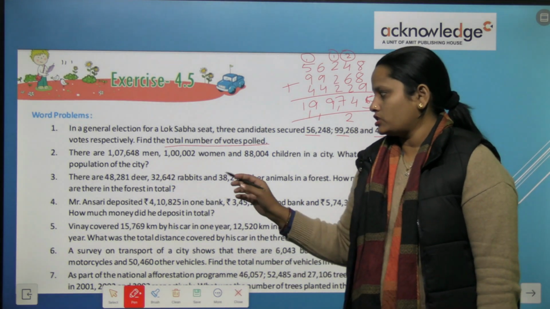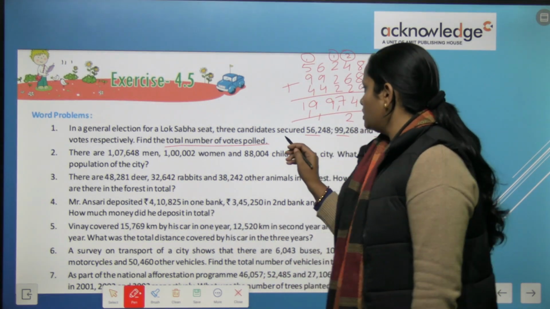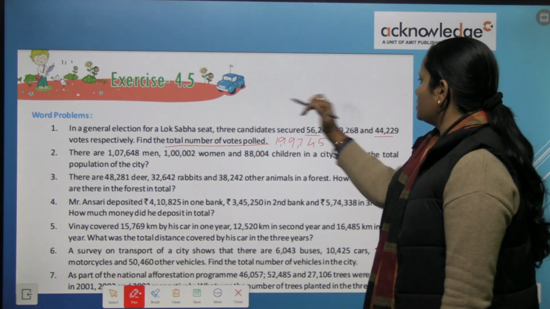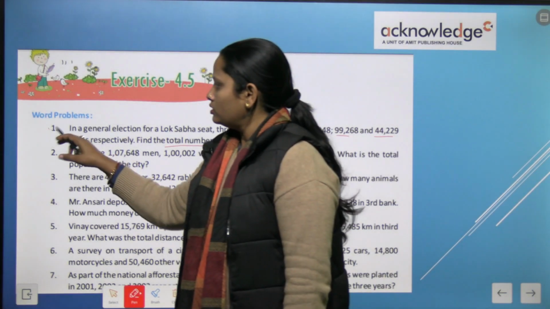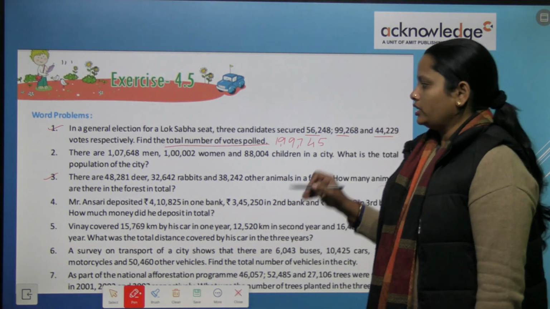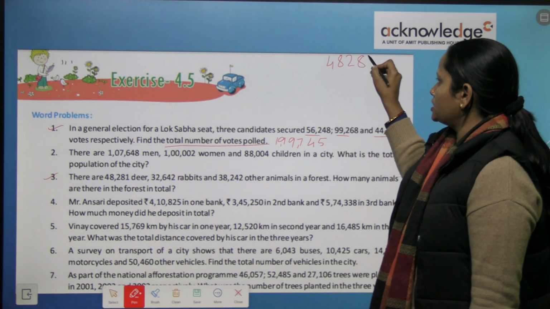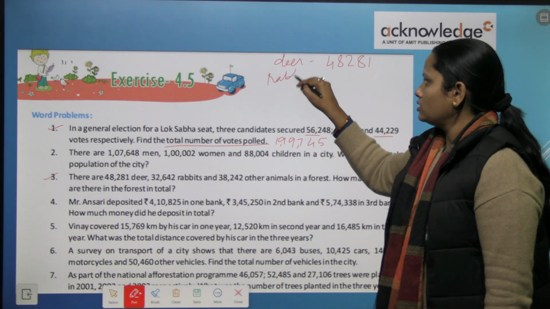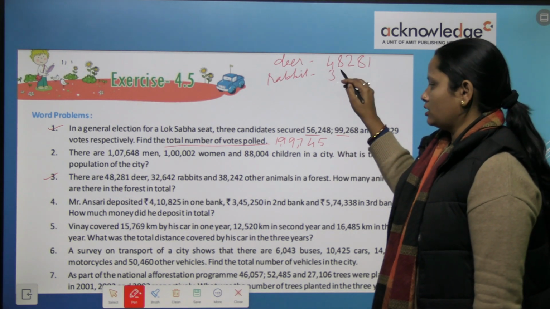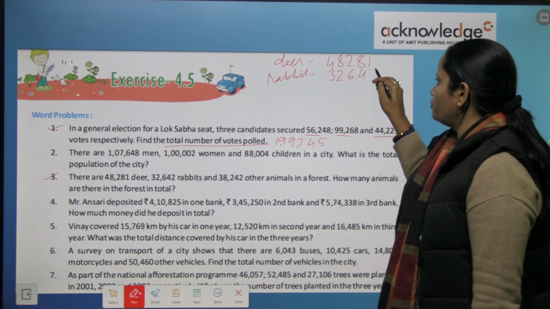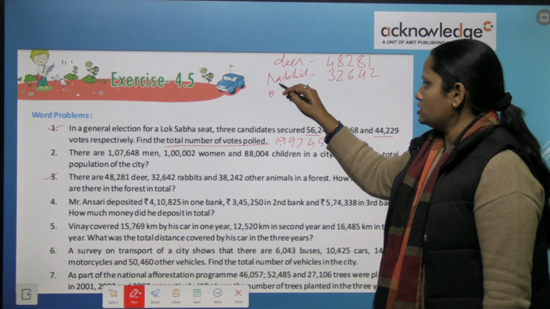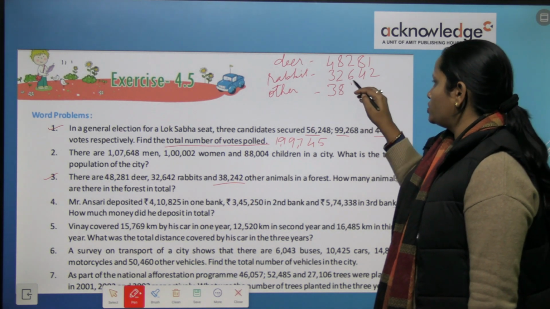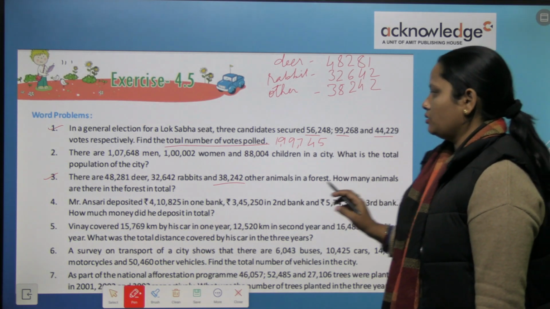Similarly, let's do this question number 3. We have done this first one. So here the answer is 1,99,745. Now let's do this question number 3. So there are 48,281 deers. Next, rabbit is 32,642 and other animals are 38,242. How many animals are there in the forest?